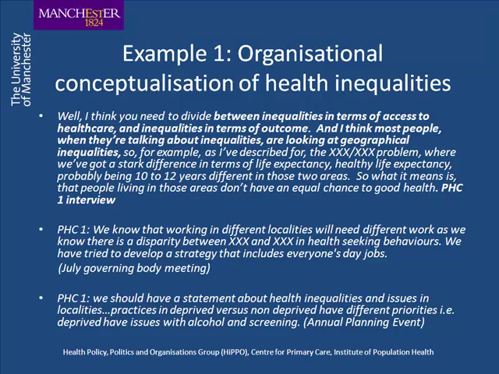And this is just an example of this. So the first quote is from an interview with a public health consultant in my second site, when I said, you know, what do you think health inequalities are? What do they mean to you? And they said, well, I think you need to divide between inequalities in terms of access to healthcare and inequalities in terms of outcome. And I think most people, when they're talking about inequalities, are looking at geographical inequalities. So, for example, as I've described for Area 1, Area 2 problem, where we've got a stark difference in terms of life expectancy, healthy life expectancy, probably being 10 to 12 years different in those two areas. So that people living in those areas don't have equal chance to good health.